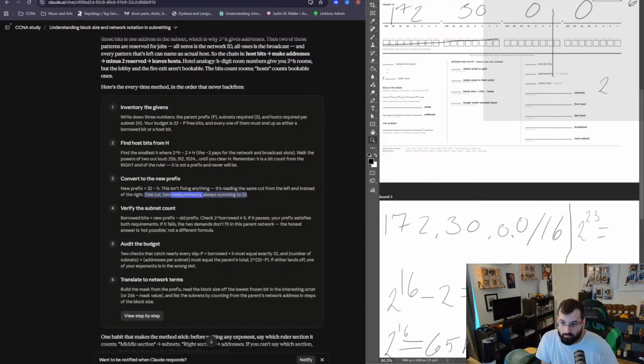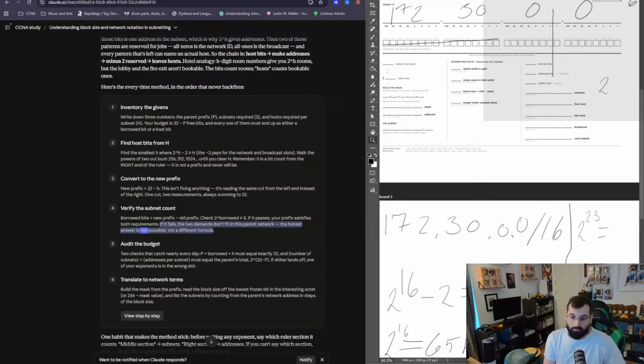One cut, two measurements, always summing to 32. Four, verify the subnet count: borrowed bits equal new prefix minus old prefix. Check 2 to the borrowed greater than or equal to S. If it passes, your prefix satisfies both requirements. If it fails, the two demands don't fit in this parent network.